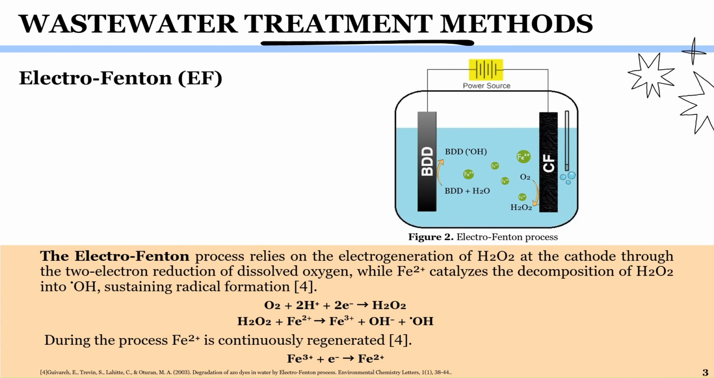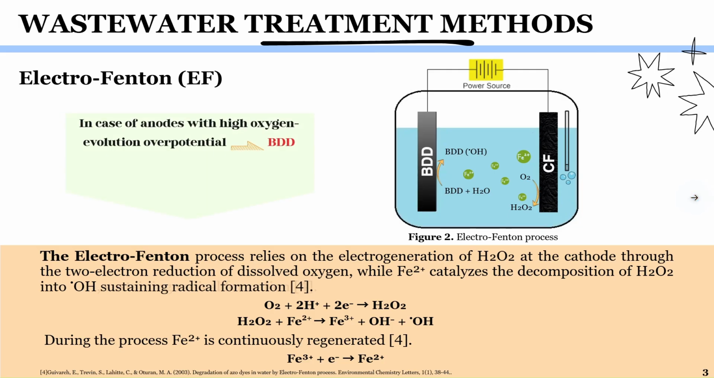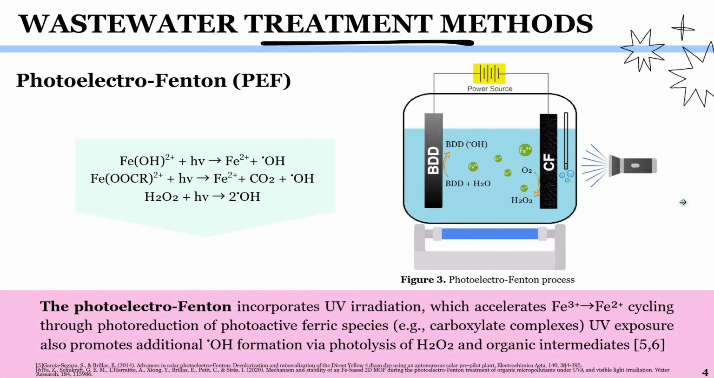In the Electro-Fenton process, hydrogen peroxide is electrogenerated through the reduction of dissolved oxygen at the cathode, while ferrous ions are continuously regenerated, sustaining hydroxyl radical formation. When anodes with a high oxygen evolution overpotential, such as boron-doped diamond, are used, additional hydroxyl radicals are produced through water oxidation at the anode surface. This further enhances the oxidation capacity by introducing anodic oxidation pathways.